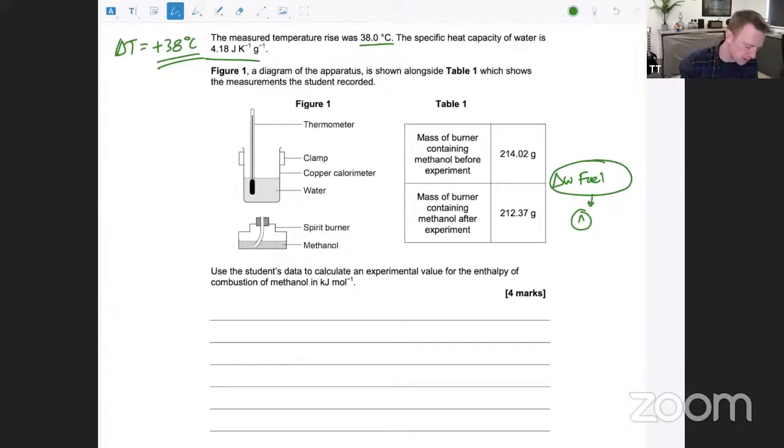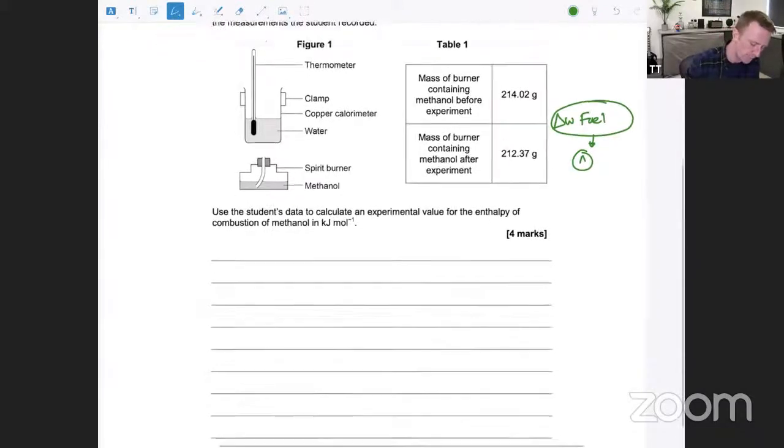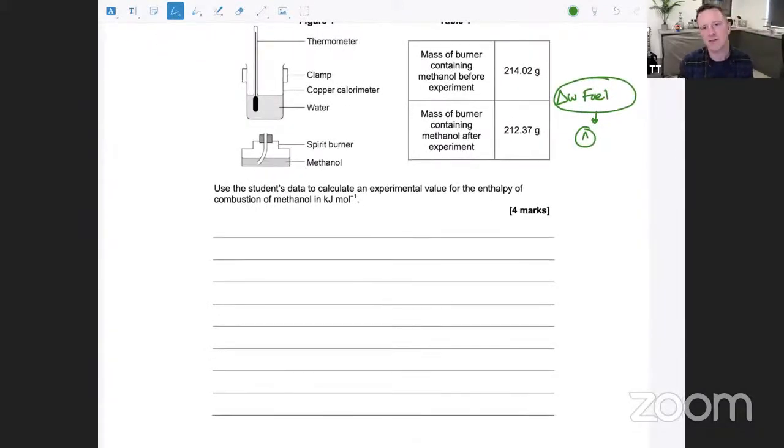So now we need to use the student's data to calculate the experimental value for the enthalpy of combustion of methanol. What I'm going to do here, if you haven't seen it already, is talk you through the alternative calculation for finding Q. So I'm going to write here Q equals minus mc delta T.